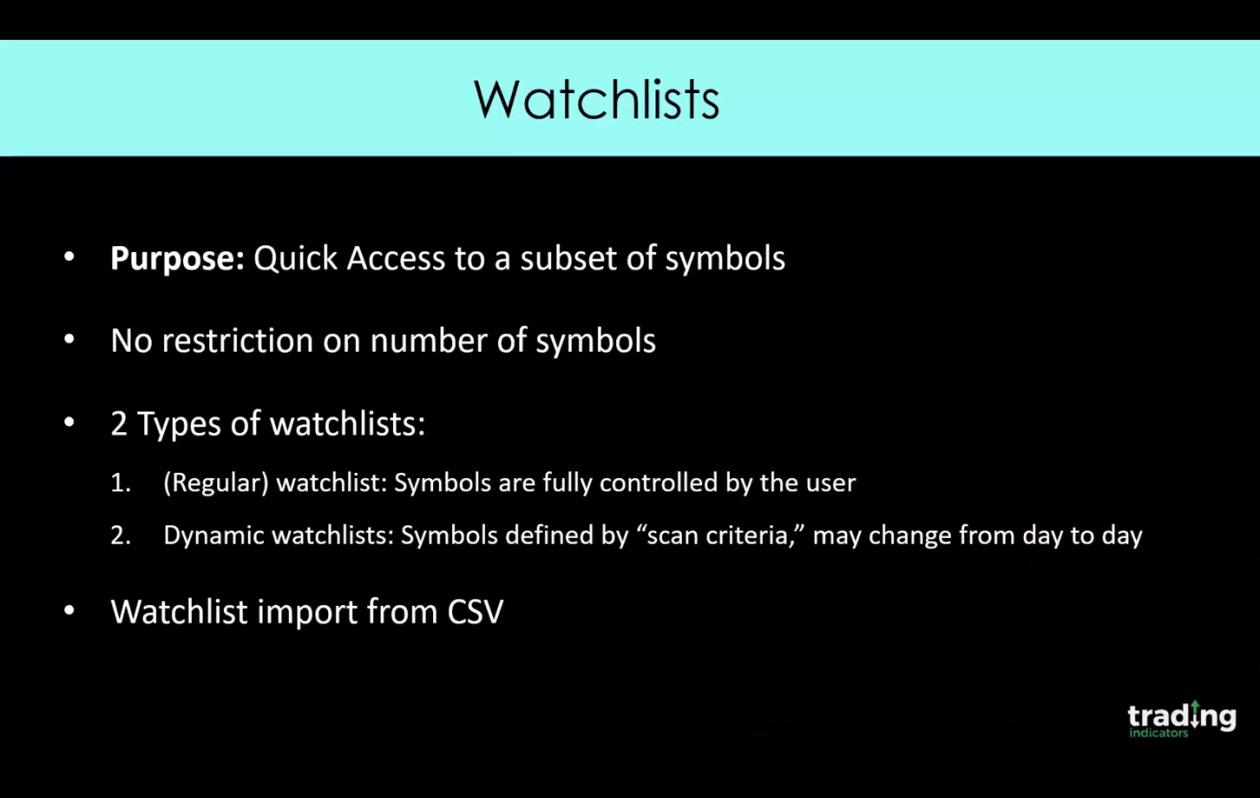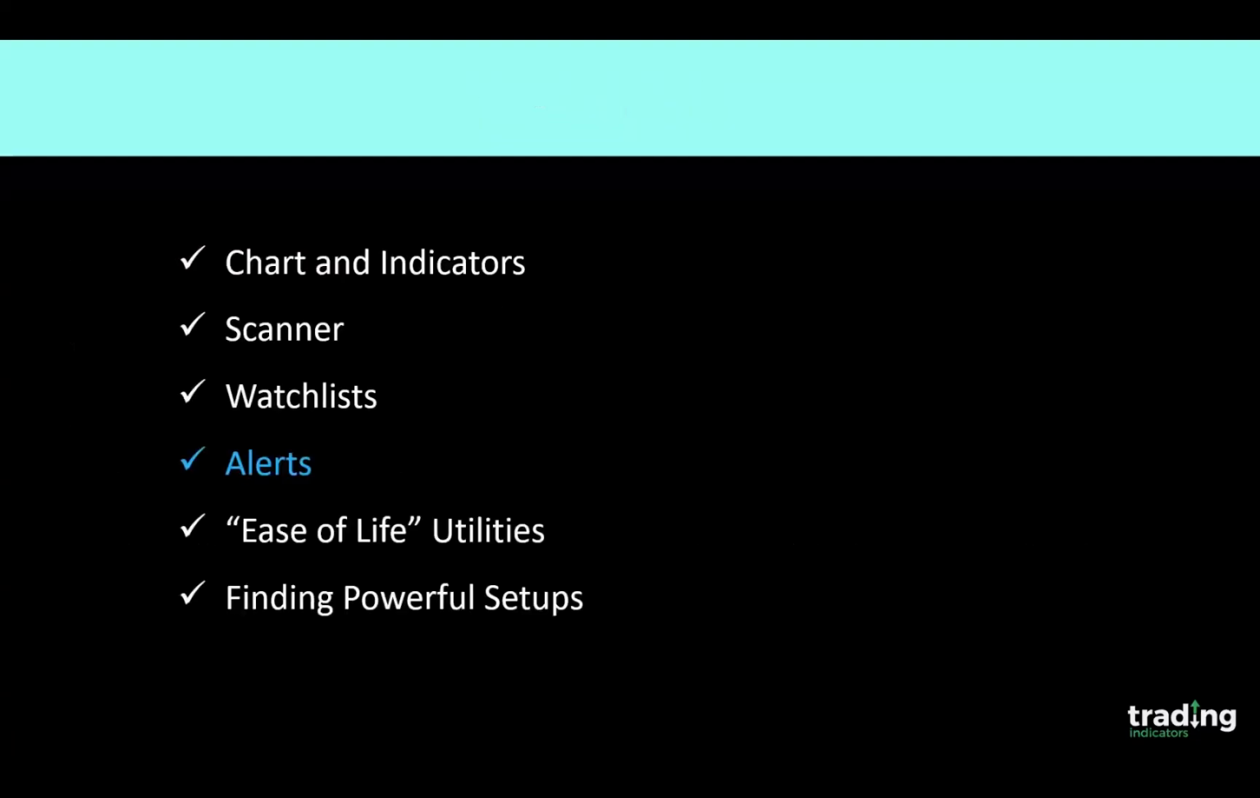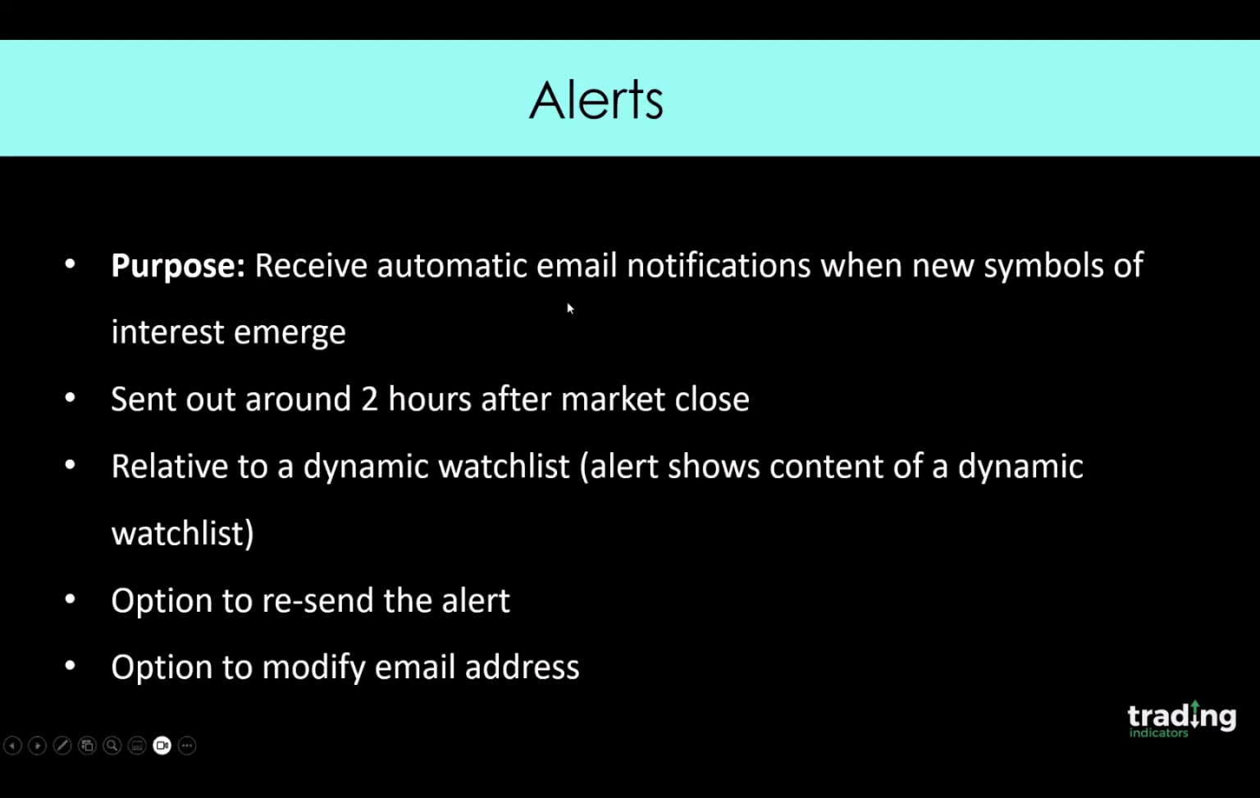All right, now let's talk about another thing. Let's talk about alerts. Of course, wouldn't it be nice if you would be alerted every time my dynamic watch list updates, perhaps by an email, which shows you right now what symbols are currently qualifying for the criteria of my dynamic watch list. We have thought about this too, and this is where the alerts feature comes in. Our alerts feature will send you automatically an email around 2 hours after market close with an update of all the stocks which currently qualify for a dynamic watch list.